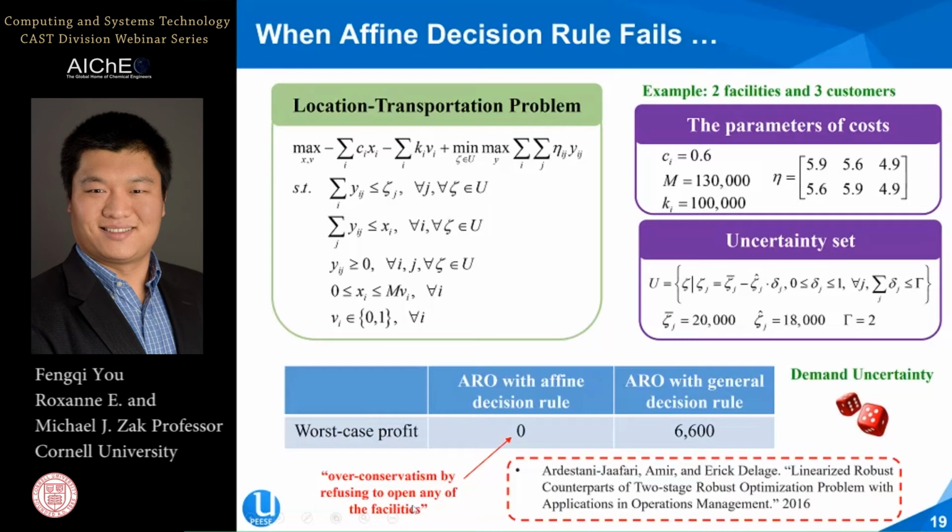The issue is, if you really solve this problem in the general decision variable space, it ends up with a certainly nice number, about 6,600. Essentially, it's a positive value and it's profitable. So that's the key issue. If you use a linear decision rule, it may work in some cases, and in some cases it won't work. And sometimes it really gives you an absurd outcome. So that's what we want to address in this work.